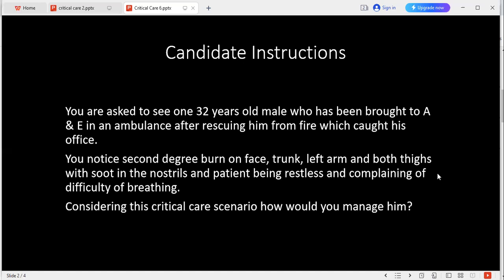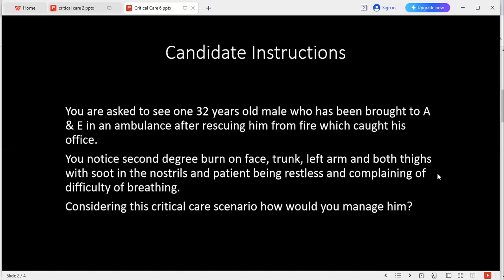Over the face I'll consider 4.5%, over the trunk it is 18%, and over the left arm I have considered 9%. Trunk burn, chest and tummy, is 9 and 9, 18. You're counting the chest and tummy all together. Yes, ma'am, trunk. And then both the thighs I'm counting as 36, and the left arm. All right, approximately. But this is second degree burn.